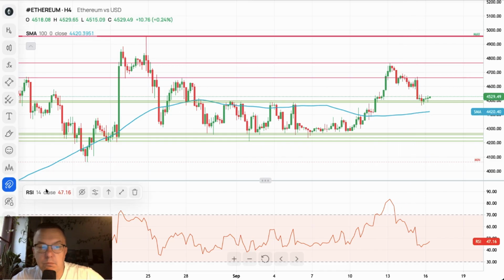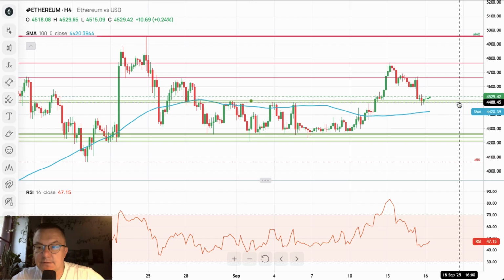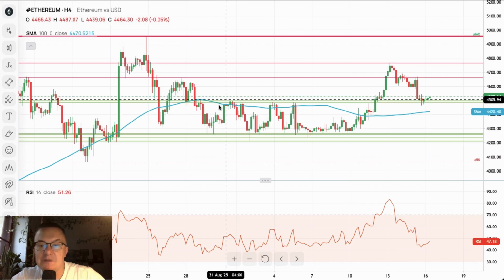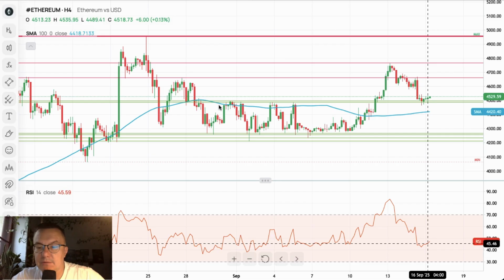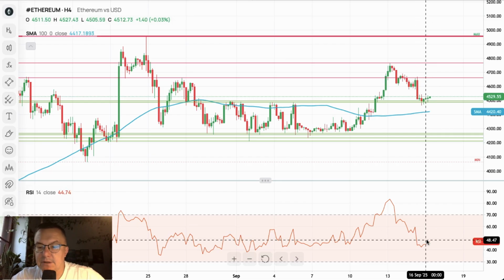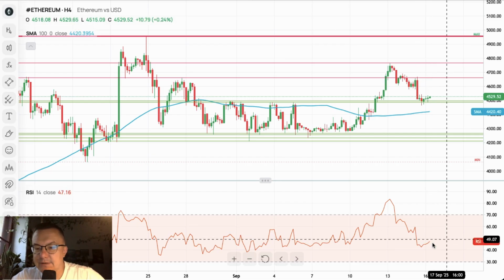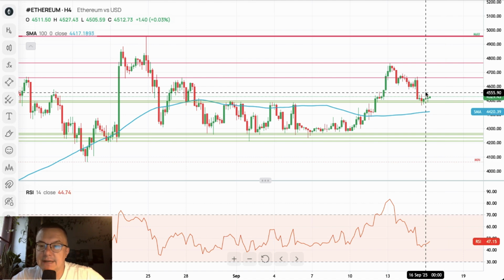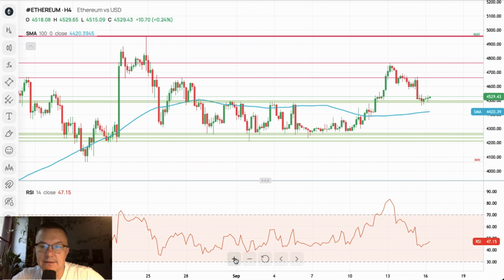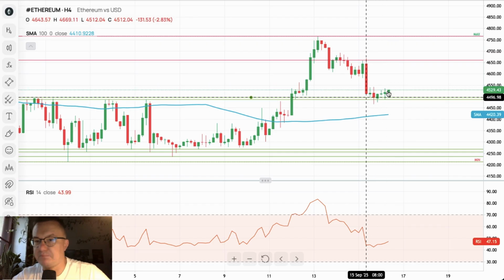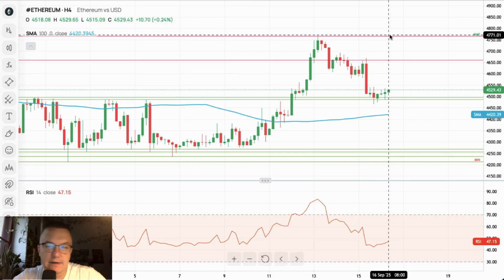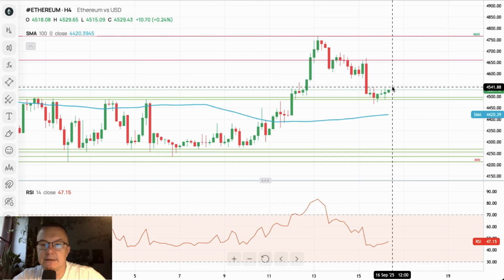We moved lower towards 4,400, the previous range high, and now the market is trying to bounce from this level with momentum that is quite weak. RSI is at 47 points, very close to the level of 50. Nevertheless, this price action doesn't actually look like there is a big reversal coming to this market.